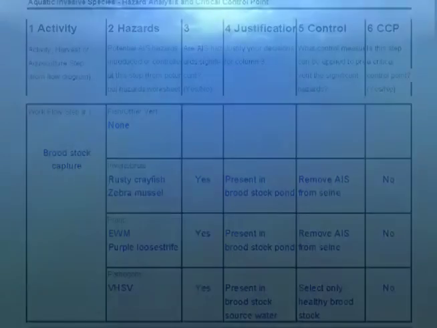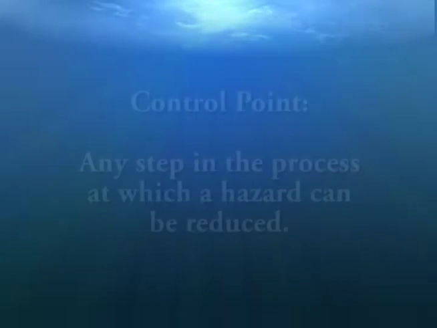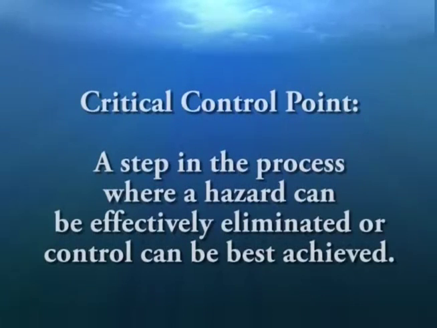This brings us to our first question. What's the difference between a control point and a critical control point? A control point is any step in the process at which a hazard can be reduced. A critical control point is a step where hazards can be effectively eliminated or control can be best achieved.